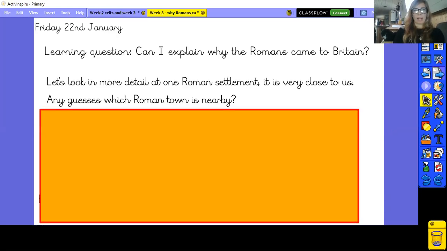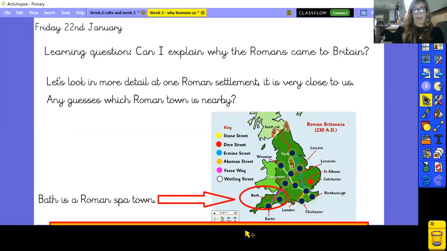So let's look in more detail at one Roman settlement. There is one that's very close to us. Any guesses which Roman town is nearby? I did just mention it. I wonder if you could remember. That's right, it is Bath. Bath is a Roman spa town, and here is Bath, and we know that Bristol and Yate are just really nearby. It's only about 20 minutes drive.